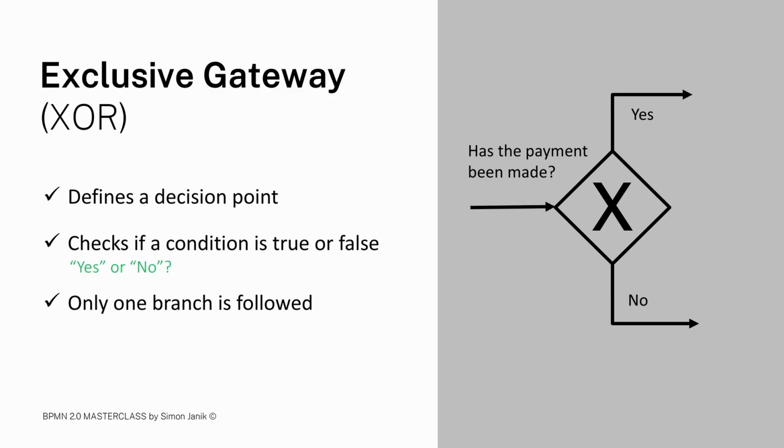For example, has the payment been made? If the answer is yes, the process continues along one path. If not, it follows the alternative path.